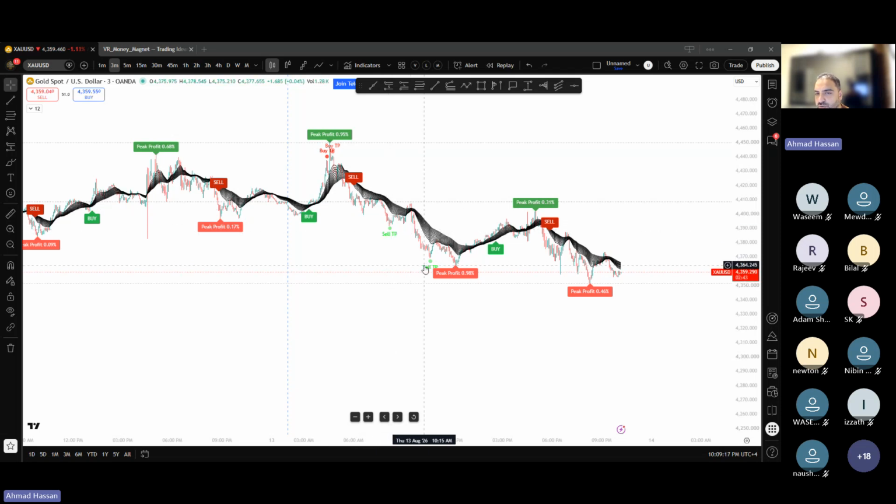Again, another sell TP. So the market was below this line and shows clearly that this is the peak profit. After that, rejections happened, so it didn't give you a buy here. It didn't give you a buy here. It gives you the buy here. And after that, it shows you it is a peak profit, 0.31%. Again, it goes back to the downside. This is the peak profit.